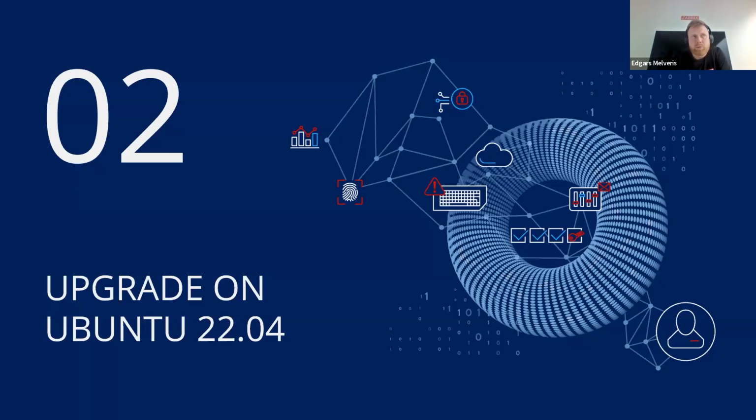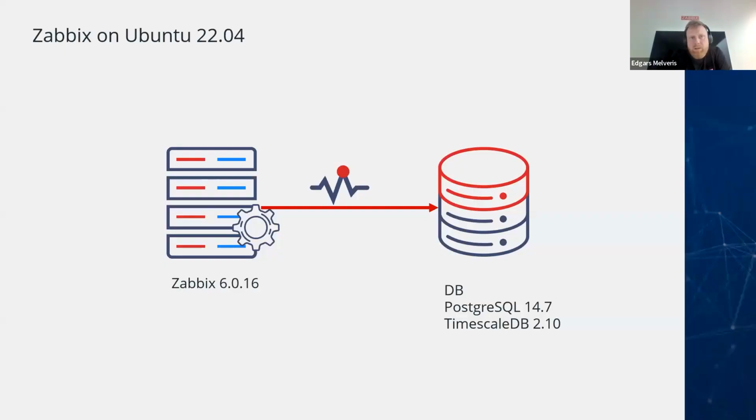Okay, and now I'm going to go through two different upgrade scenarios and show you what problems you might run into. First, a simpler option. Zabbix is running on Ubuntu 22.04. Version is 6.0.16, using PostgreSQL database with TimescaleDB.